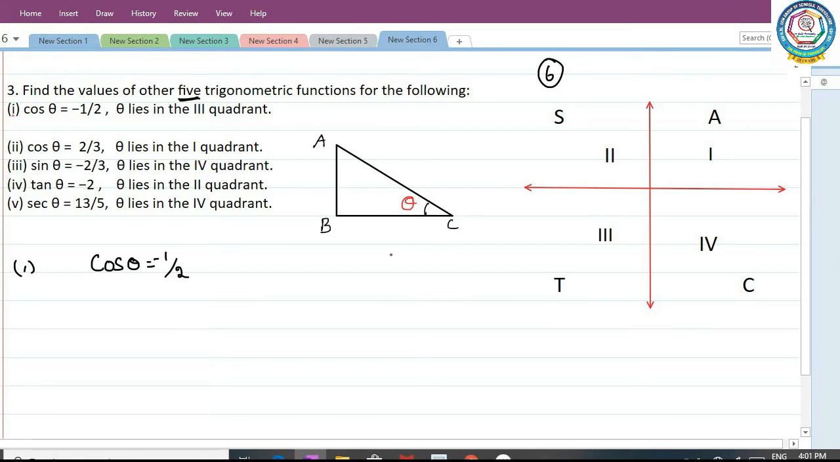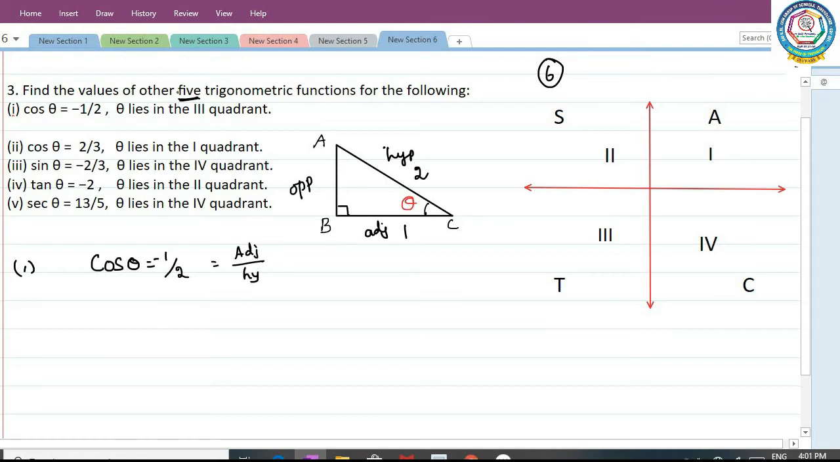So by using a right angle triangle, I am going to apply the Pythagoras theorem here. Cos theta, we know that formula. Cos theta is equal to adjacent side by hypotenuse. So here is theta, this is the adjacent side, this is the opposite side, 90 degree, and opposite the 90 degree is the hypotenuse. So what is cos theta? Adjacent side by hypotenuse. Adjacent side is 1, hypotenuse 2.